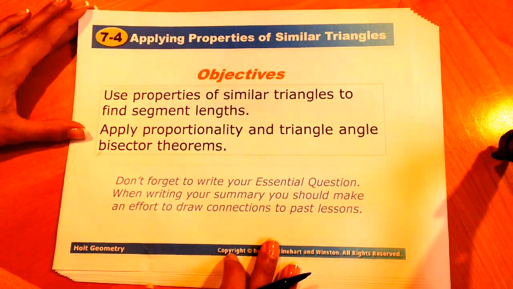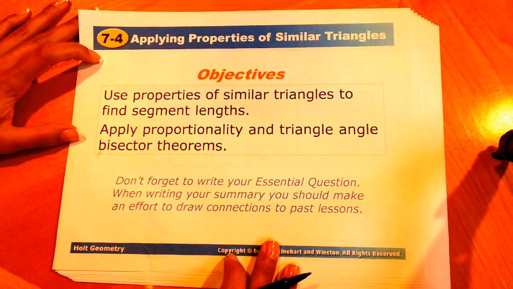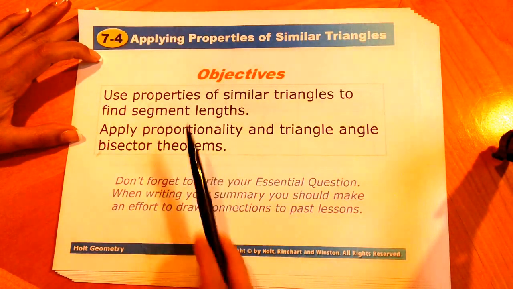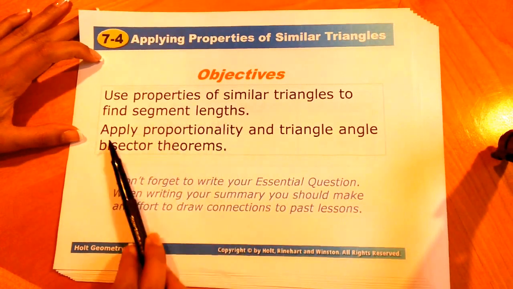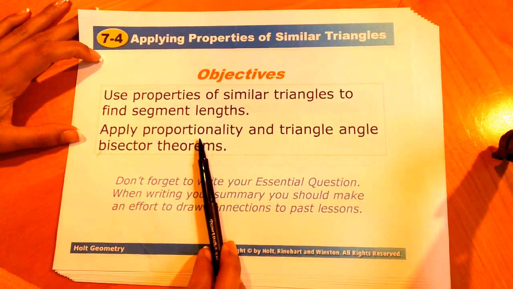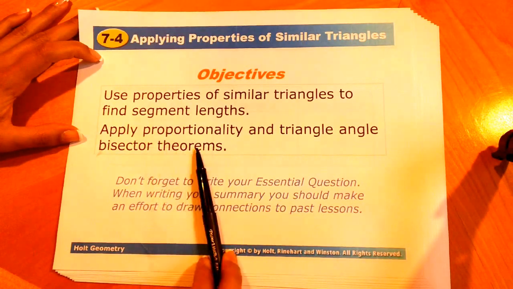This is Chapter 7, Section 4, Applying Properties of Similar Triangles. Your objectives for this lesson are to use properties of similar triangles to find segment lengths, and to apply proportionality and triangle angle bisector theorems.